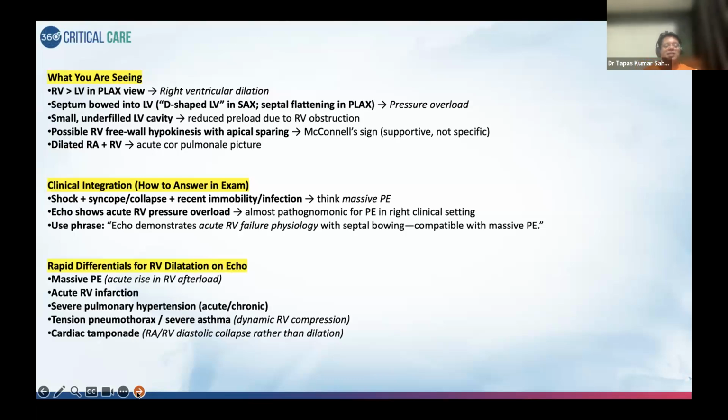Okay. Now, rapid differential. It's not always that right ventricular dilatation would mean the diagnosis is pulmonary embolism. But yes, the first one should be massive pulmonary embolism, that is acute rise in the right ventricle afterload, acute RV infarction, severe pulmonary hypertension, whether acute or chronic, tension pneumothorax or severe asthma because of dynamic RV compression, cardiac tamponade, RA-RV diastolic collapse rather than dilatation. So in RV collapse, you will not get typical dilatation, but there would be diastolic collapse. You can confuse whether it is dilatation or diastolic collapse.